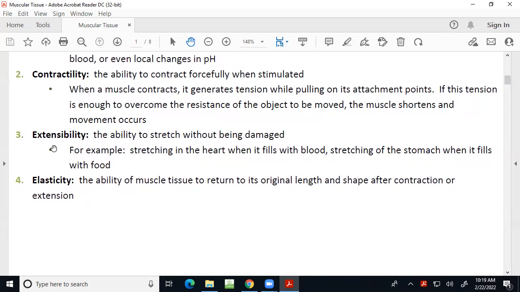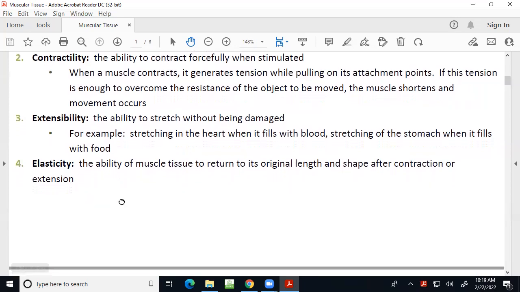And the last 2 properties are properties that we've actually talked about before. For example, our skin exhibits both of these, and thinking back to earlier in the semester when we talked about the skin, we said the skin's like a rubber band, and our lungs also have these same 2 properties. A rubber band has the ability to stretch. That's what extensibility is: to stretch without being damaged. Obviously, it can't stretch forever. Just like a rubber band, if you stretch it too far, it will become damaged.